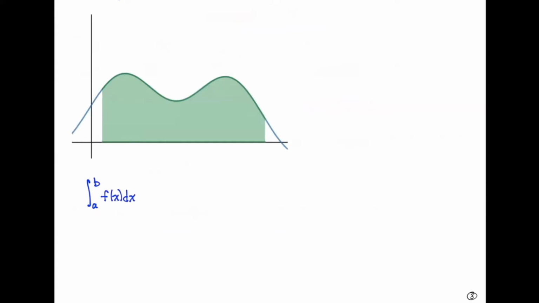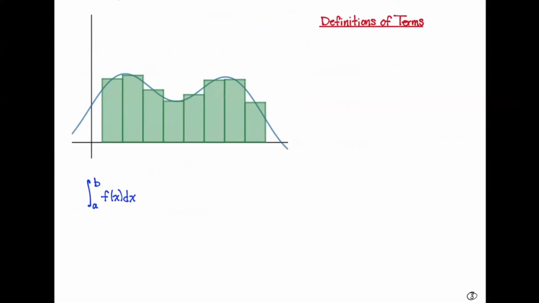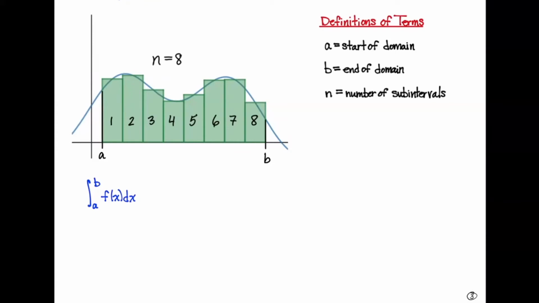So we know that we can represent the area under the curve from a to b of f of x dx. Geometrically, it's this shaded area. So we can break it up into rectangles. A is going to be the start of our domain. B is the end of our domain. We define n as the number of subintervals. So in this case, in our graph, we have n equal to 8 subintervals.